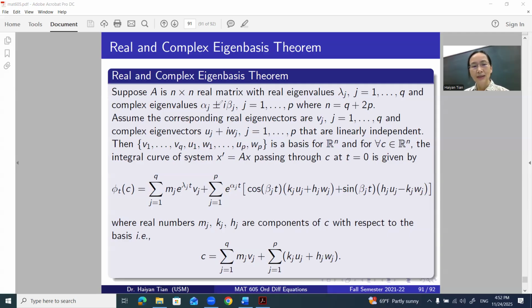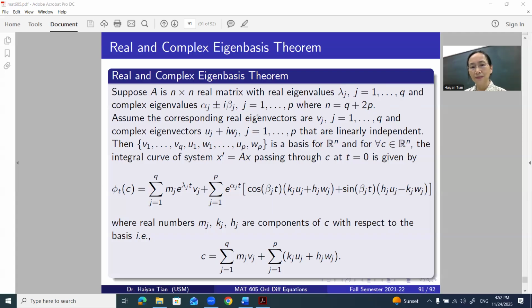Let's look at the assumptions. Again, A is an n by n real-valued matrix. That means each entry of the matrix is a real number. And this matrix A has some real eigenvalues. For example, we list all the real eigenvalues, lambda j, j from 1 to q. That means we have a total of q real eigenvalues.